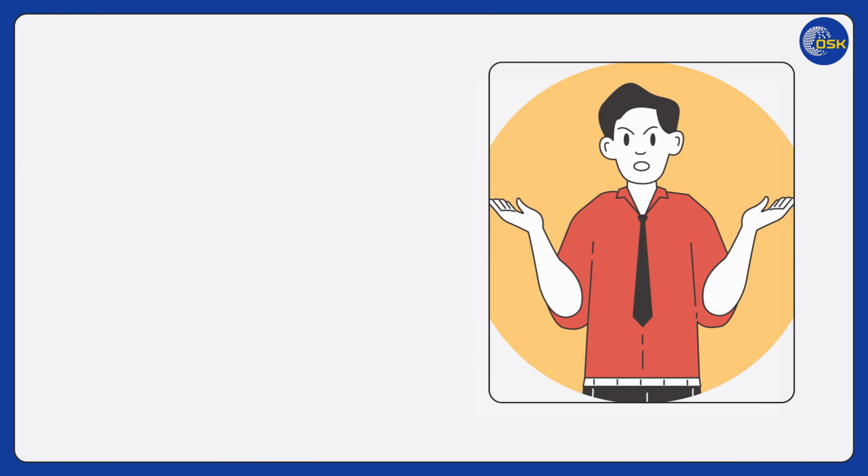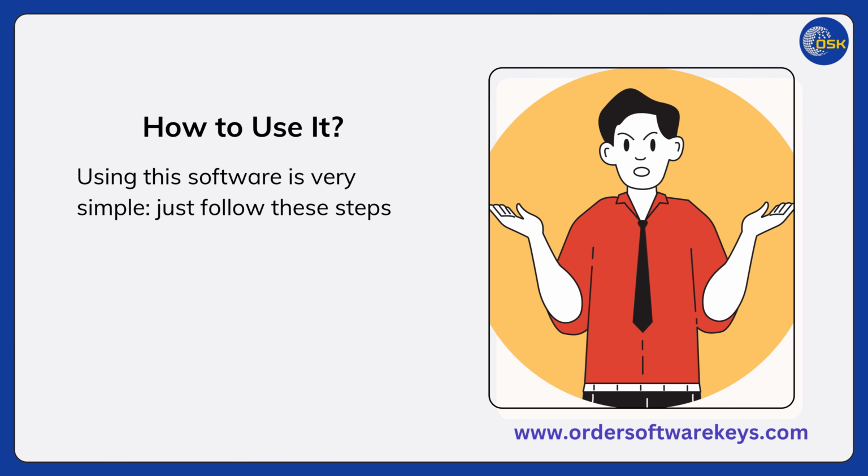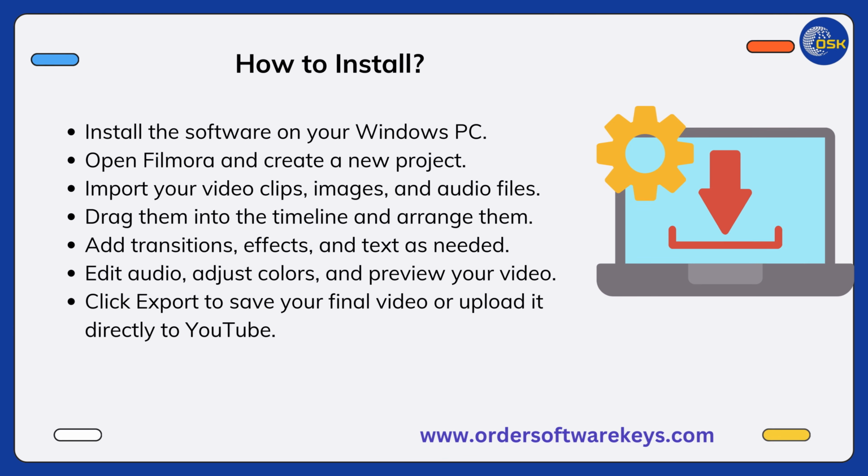Now, how to use it. Using this software is very simple. Follow these steps. Install the software on your Windows PC. Open Filmora and create a new project. Import your video clips, images, and audio files.